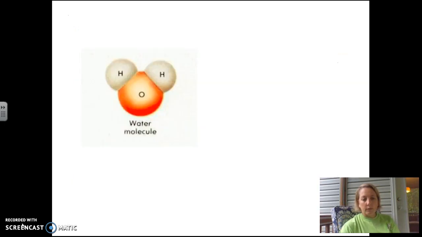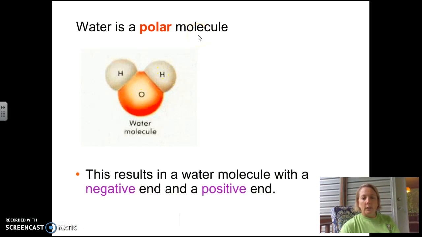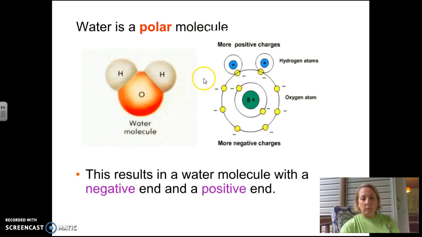Here is a picture of that molecular structure again. It looks like Mickey Mouse. Water is considered to be polar, and what that means is where you see these hydrogen atoms here, those have a positive charge. This oxygen atom has a negative charge. If we look at it in a more electrons, neutrons and protons format, here are those positive hydrogen atoms, here are the negative. So because it's positive on one end and negative on the other, we consider it to be polar.